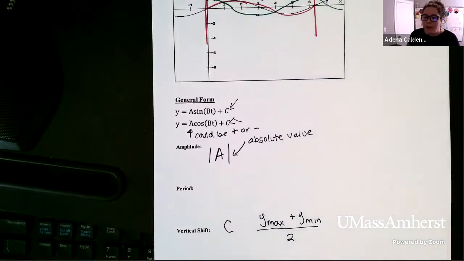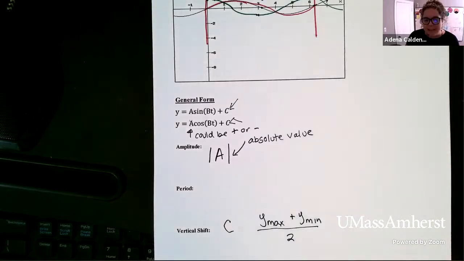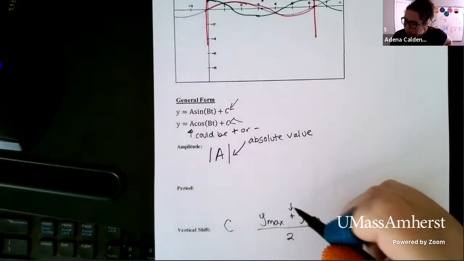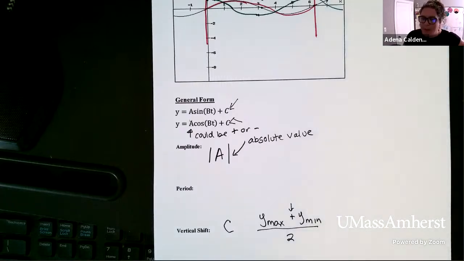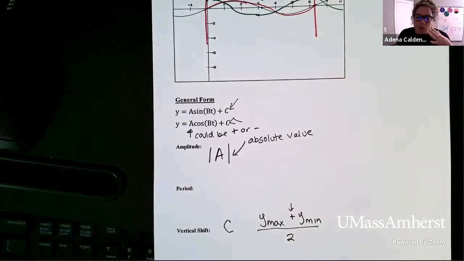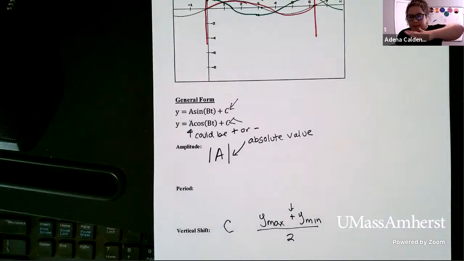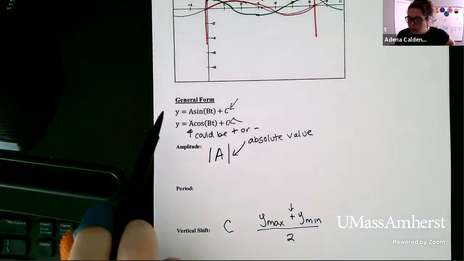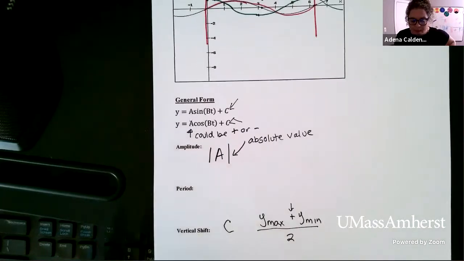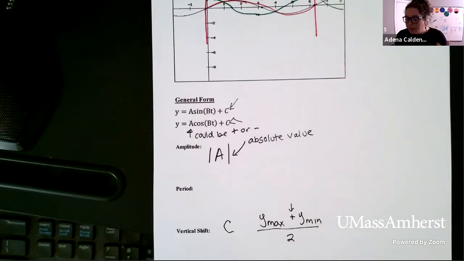Now this should look familiar. This looks almost exactly the same as our amplitude formula. The difference is that for vertical shift, we add these values together, okay? With amplitude, we are subtracting them. So because the base midline is 0, this formula works, which means this will only work when we're talking about sine and cosine.